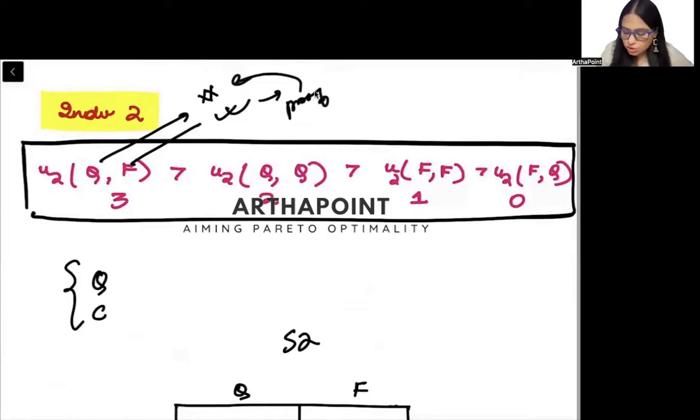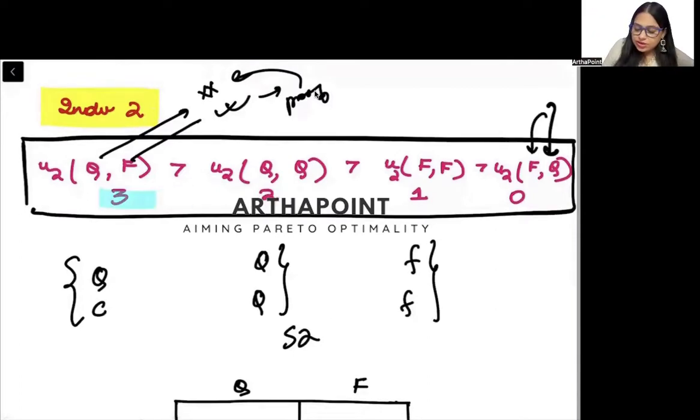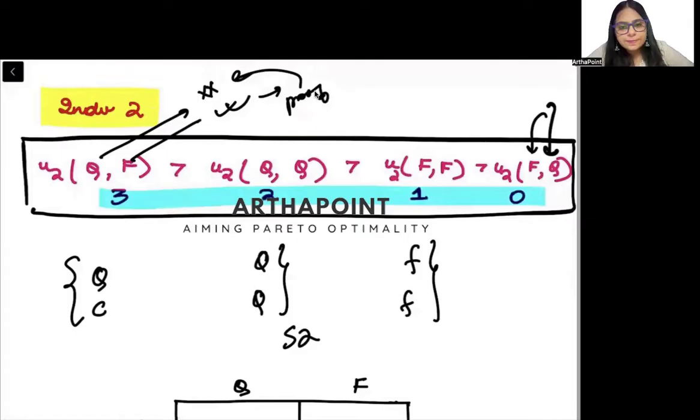Then second best is that both do not commit. So the government has no proof for the major crime. Third best, both commit, both think. And the worst is that person 1 committed and the other person remained loyal. So for the second person, this is the worst thing, right? So I have again correspondingly written the payoff in decreasing order.